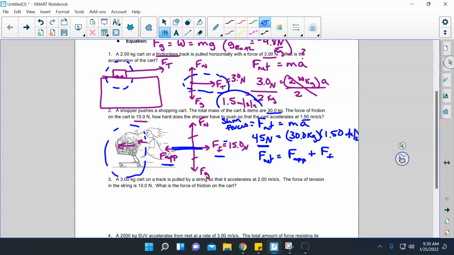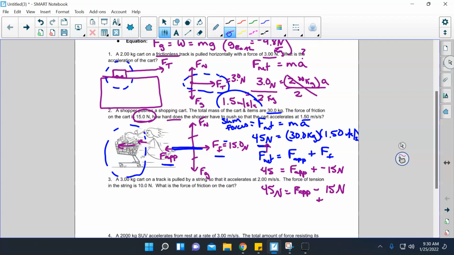So my force net, I solved that to be this 45. So this is 45 newtons equals my force applied, this is what I'm trying to figure out, how hard does she have to push the shopping cart, plus a negative 15 newtons, because they told me the force friction was 15, and I'm going to make it negative since it's going opposite of my motion. So if I have 45 newtons equals force applied, when I add a negative, I really subtract 15 newtons, right?